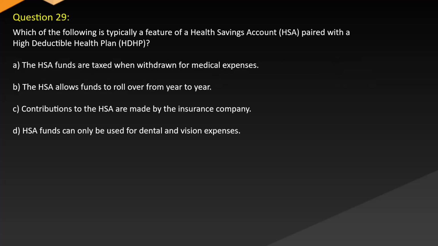Question 29. Which of the following is typically a feature of a health savings account, HSA, paired with a high deductible health plan? A. The HSA funds are taxed when withdrawn for medical expenses. B. The HSA allows funds to roll over from year to year. C. Contributions to the HSA are made by the insurance company. D. HSA funds can only be used for dental and vision expenses.